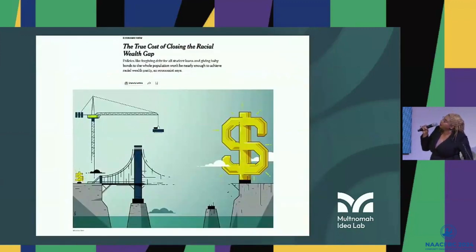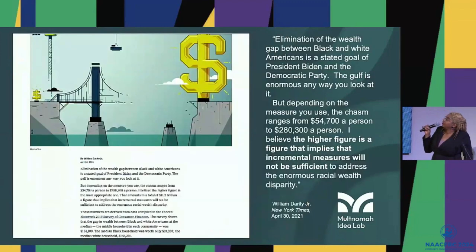This was from William Darity about the cost of the racial wealth gap. Our project was meant to reduce the racial wealth gap between Black and white residents of Oregon or Multnomah County. Darity points out that all of the things that we currently do are only going to have very slight improvements to that racial wealth gap.